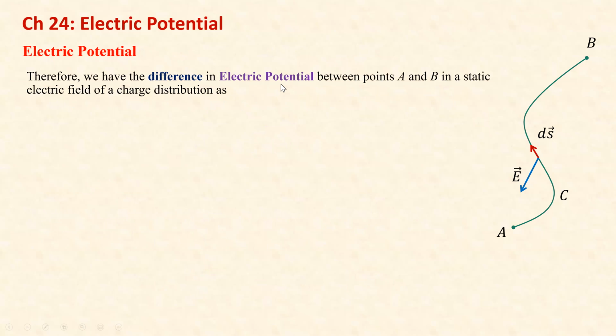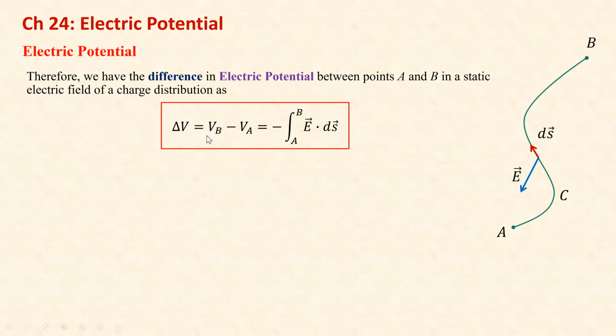But we have the difference in electric potential between points A and B in a static electric field of a charge distribution as this. You see, from A to B, the potential difference is the more important thing, not the potential at any point. Because what actually makes a difference is the difference of the potential, delta V, from one point to the other, not the actual value of the potential, like as you saw in mechanics. All right, so delta V is equal to VB minus VA.